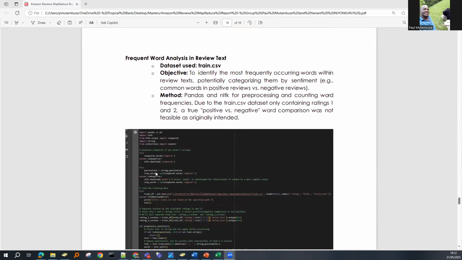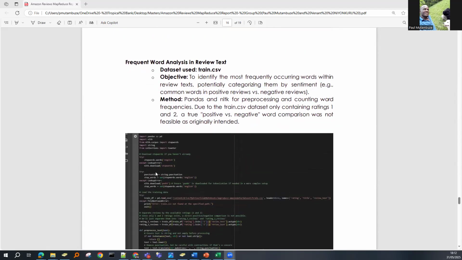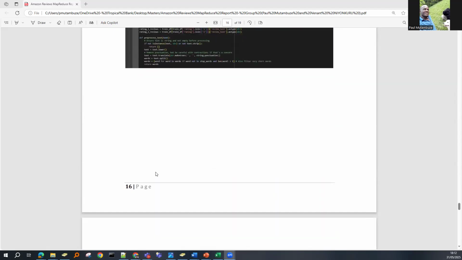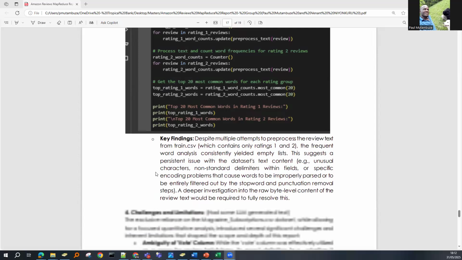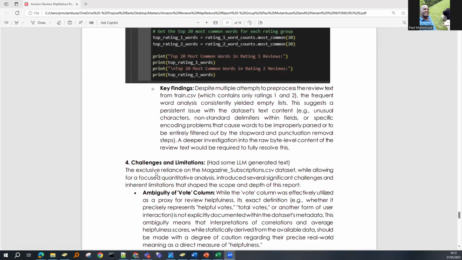Then the frequency of words, where we used the trained data set. The key finding here was that despite multiple attempts to pre-process the review text, which of course contains only ratings 1 and 2, the frequent words output consistently returned only empty lists, which was one of the challenges that we highlighted earlier.